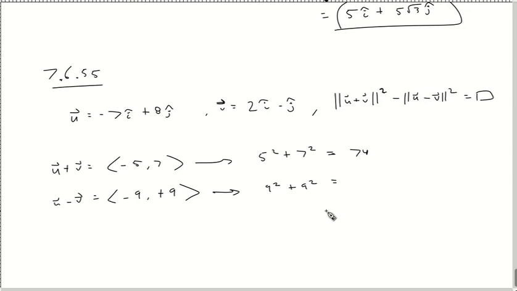Oh, now my calculator's not wanting to talk to me right. Okay, 162. So then, hey, it says to minus these guys. So I got 74 minus the 162, and I get a negative 88. And there we go. One, two, three, four more problems.